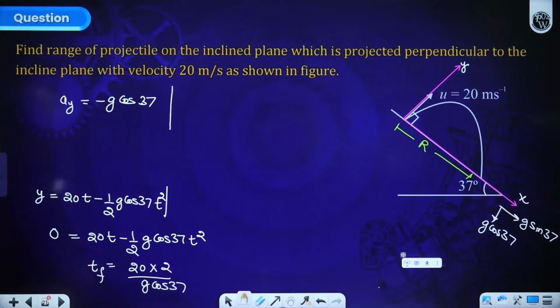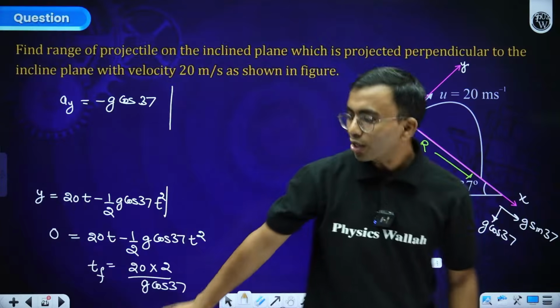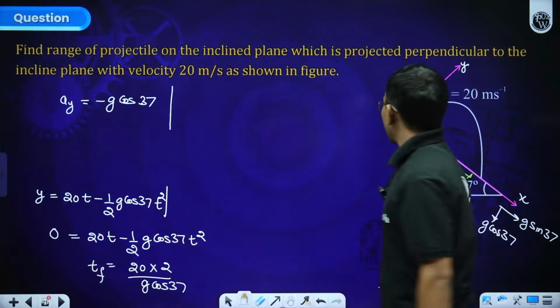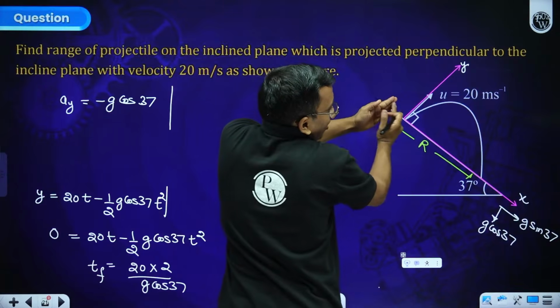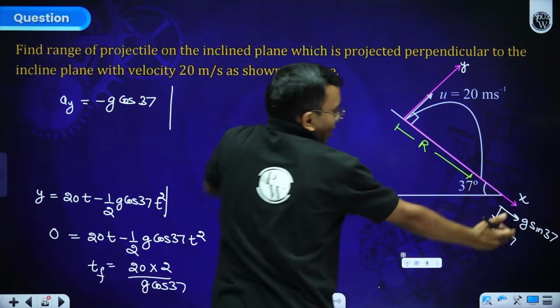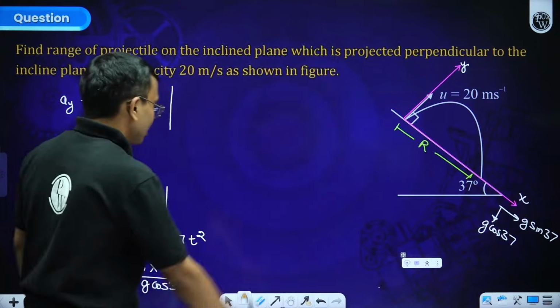This becomes my time of flight. I got my time of flight. In this time, how much distance will it cover along the x-axis? Can I find that? Yes, easily.